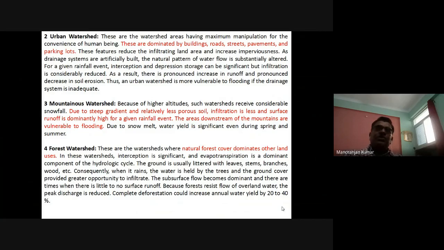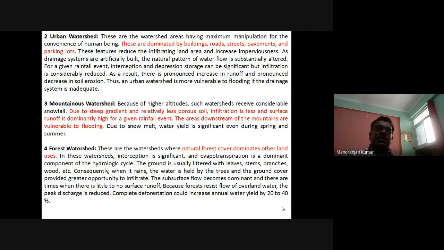So this type of construction you can see in this type of watershed. These features reduce the infiltrating land area, because if you make the pavement, if you make the road, then ultimately the soil area will be reduced. So what happens? The infiltration will be reduced. These features, like buildings, roads, streets, pavements, and parking lots, reduce the infiltrating land area and increase imperviousness. If imperviousness is increased, then runoff will be increased. If there is high rainfall, then runoff will be increased and flooding will come frequently.